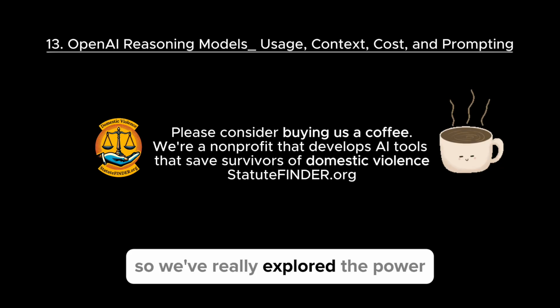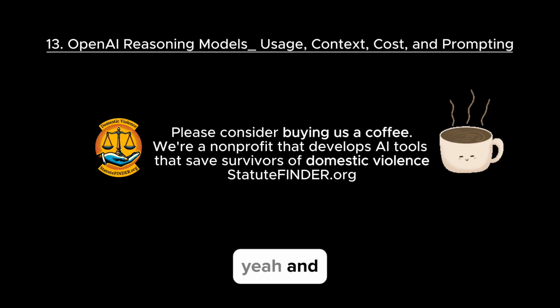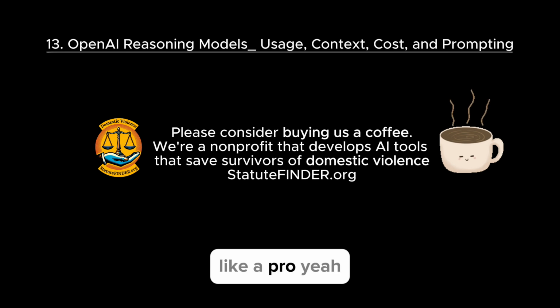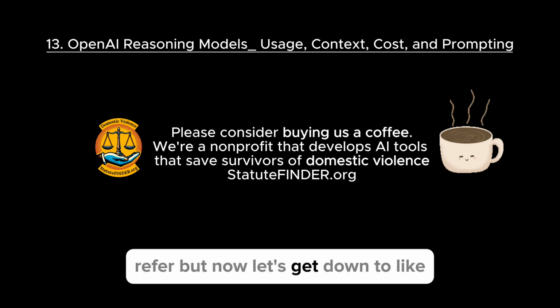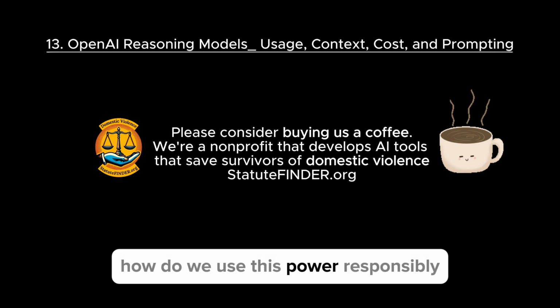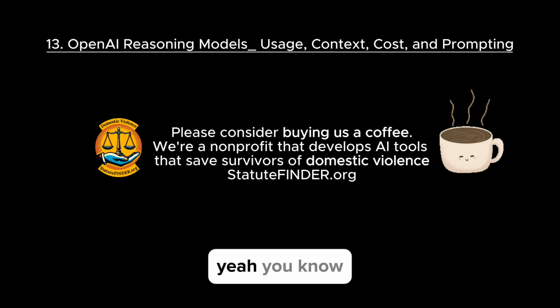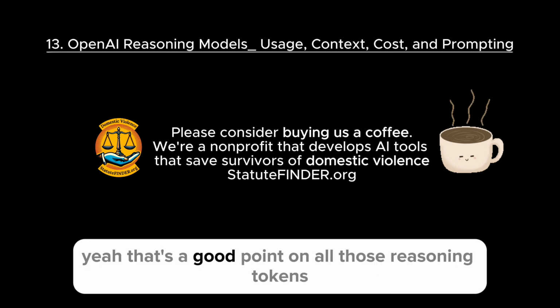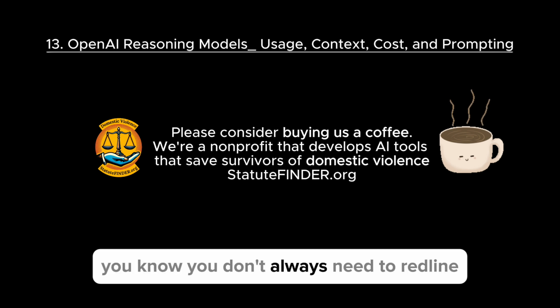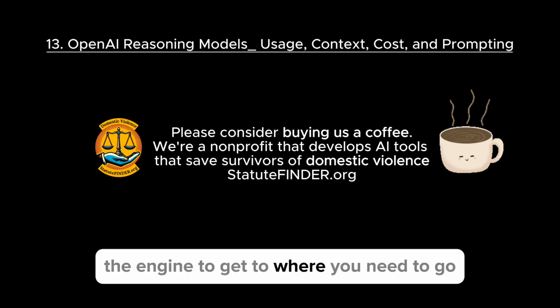Okay, so we've really explored the power of OpenAI's reasoning models. And we've seen how they can tackle these complex tasks like a pro. But now let's get down to the practicalities. How do we use this power responsibly, without blowing our budget on all those reasoning tokens? So it's kind of like having a powerful sports car. You don't always need to redline the engine to get to where you need to go.